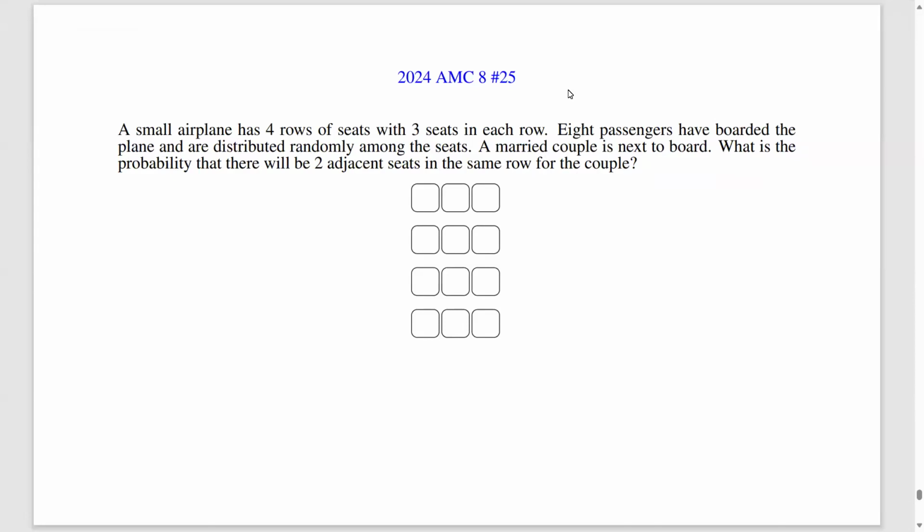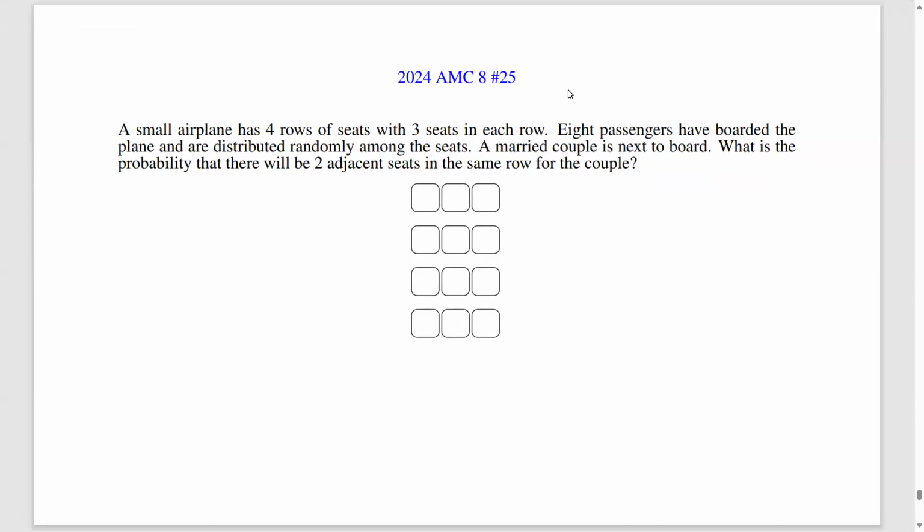A small airplane has 4 rows of seats with 3 seats in each row. 8 passengers have boarded the plane and are distributed randomly among the seats. A married couple is next to board. What is the probability that there will be 2 adjacent seats in the same row for the couple?